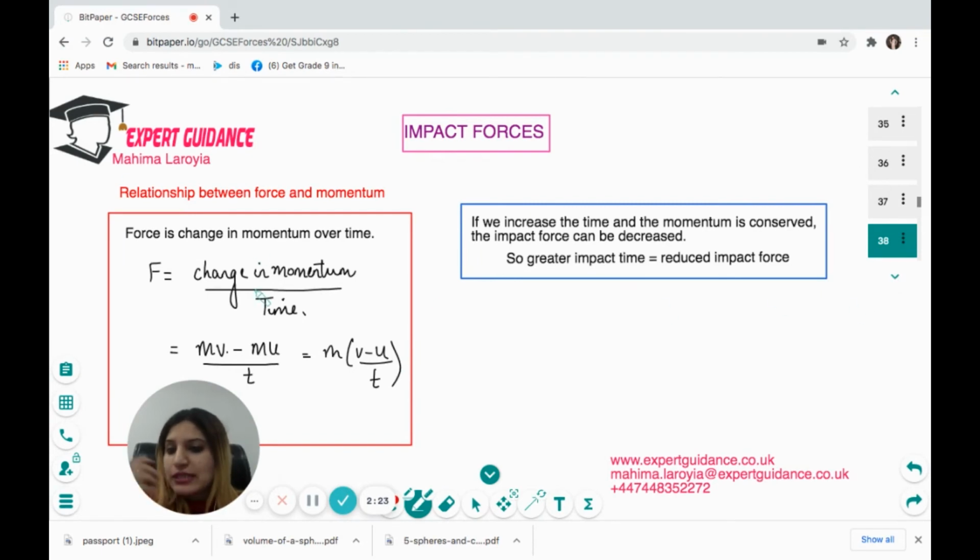Now, change in momentum would be, V is the final velocity, U is the initial velocity, then mv minus mu over t gives change in momentum. So mass times V minus U over T, where V minus U over T is acceleration. So that derives force is equal to mass times acceleration. Now, if we increase the time and the momentum is conserved, the impact force can be decreased. So greater impact time means a reduced impact force.